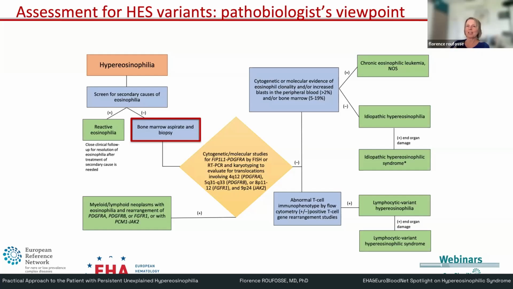And I'm an internist, I'm not a hematologist, and I'm not a hemopathologist. But if you look at the literature in hematology, the bone marrow aspirate is something which is done pretty much upfront once the secondary causes of hypereosinophilia have been ruled out.